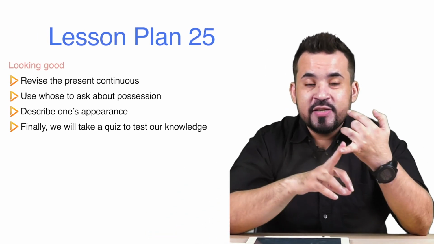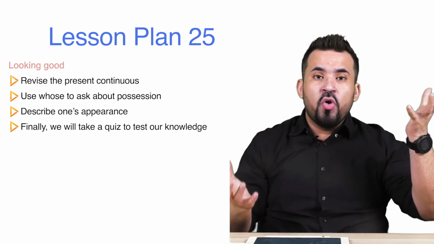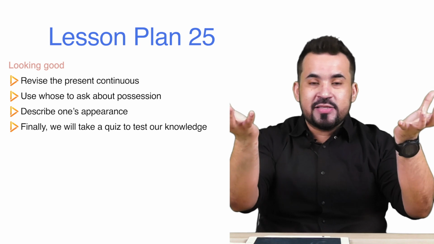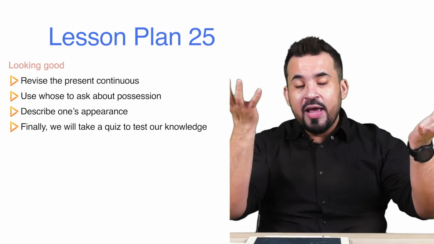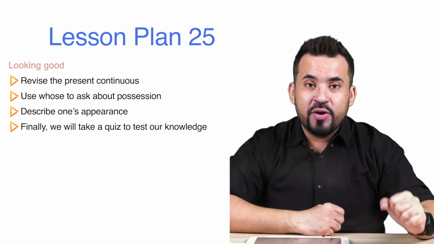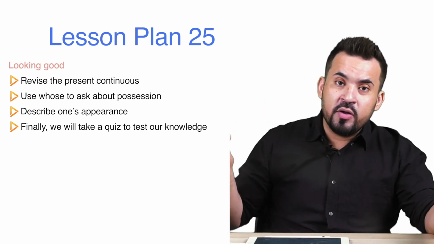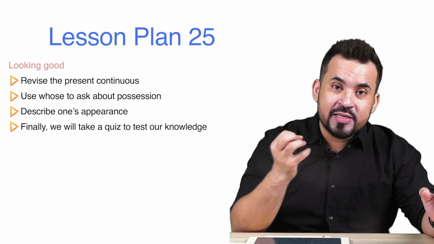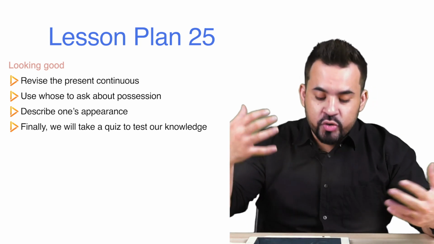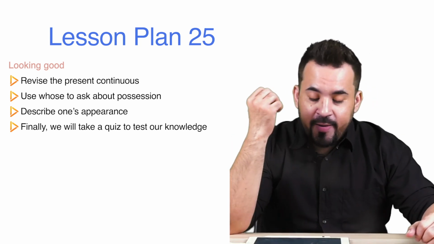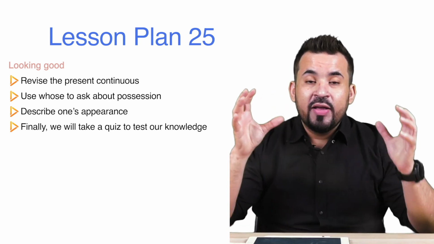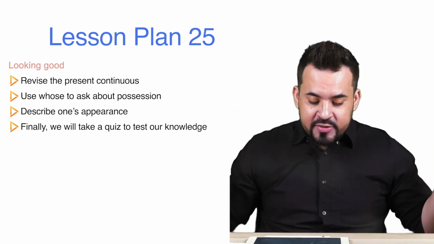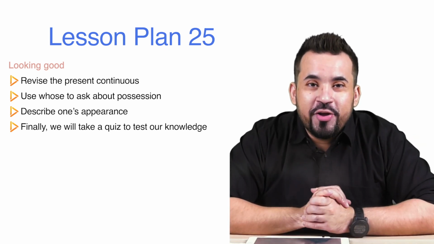Today we are going to talk about the present simple and the present continuous. We are going to put them side by side and compare and see when we use the present simple and when we should use the present continuous. We will also take a look at whose and who and how to use whose correctly. Last thing we'll do is talk about how to describe someone's appearance, and that will be everything for today, guys.